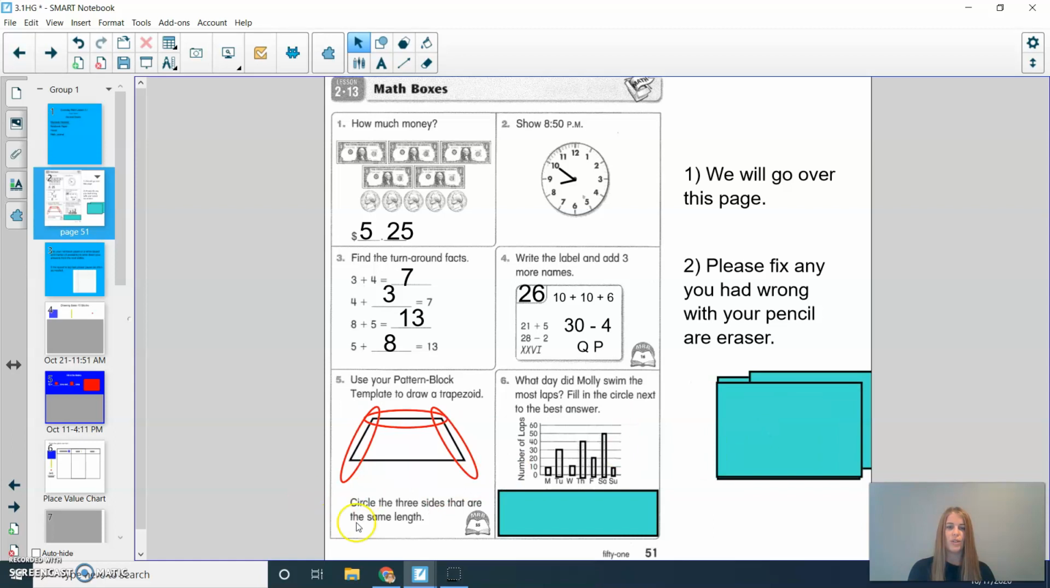For question 5, use your pattern block template to draw a trapezoid. And then circle the 3 sides that are the same length. So you're circling the 2 sides and then the top. The bottom is going to be the longer end.